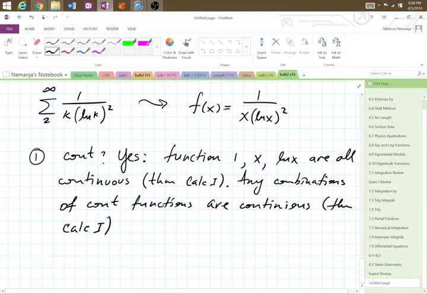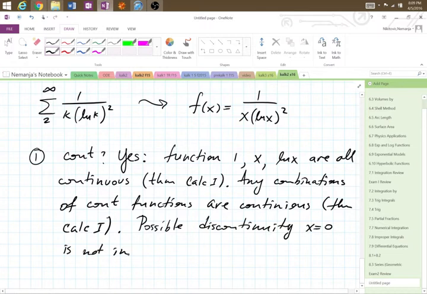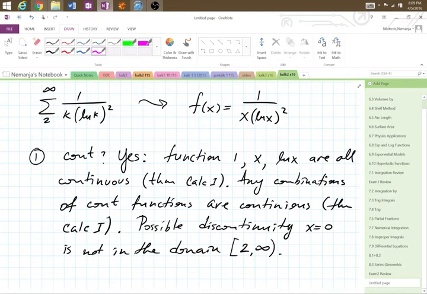The only discontinuity here could be at x equals 0, but that's not in the domain, so we don't have to worry about it. Let's say possible discontinuity: x equals 0 is not in the domain. In this case, the domain is 2 to infinity, so we don't have to worry about it. So is it continuous? Yes, it is continuous.